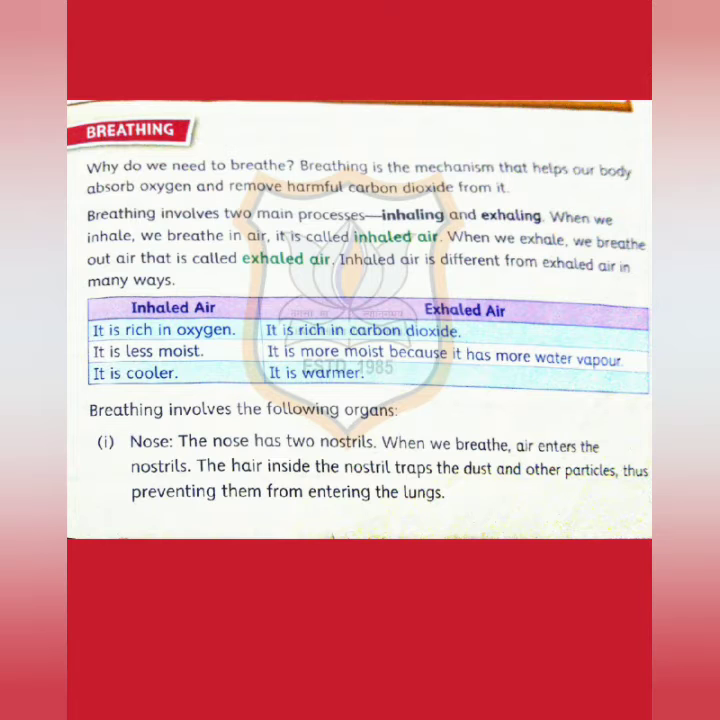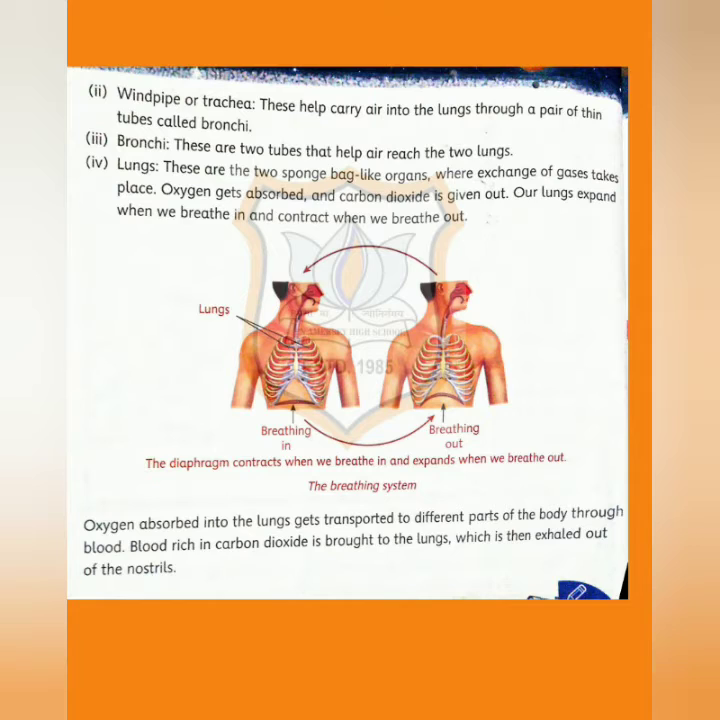Now the windpipe or trachea. These help carry air into the lungs through a pair of thin tubes called bronchi. Now the third one is bronchi. These are two tubes that help air reach the two lungs.